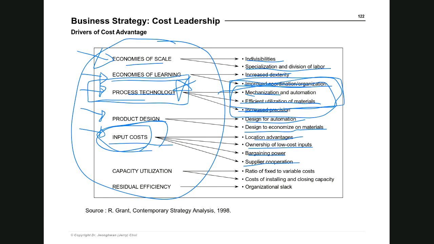Absolutely. And there is another way of reducing the cost: capacity utilization and the ratio of fixed to variable cost. You learned about the overhead cost versus the material cost, or direct labor, direct cost, whatever. So we want to fully utilize our capacity in order to reduce the cost.